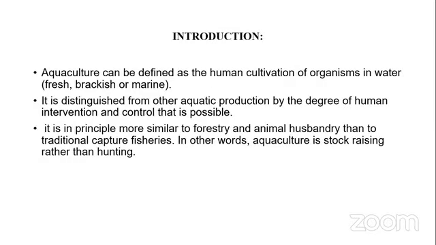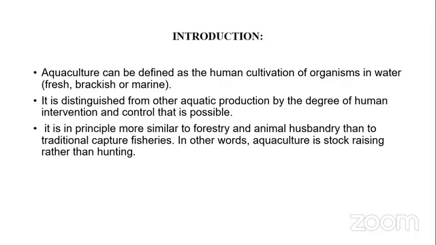I would like to tell you what is aquaculture. Now, aquaculture can be defined as a human cultivation of organisms in water, which may be freshwater, brackish, or marine water. The three kinds of water we divide on the basis of salinity, and we can cultivate organisms starting from algae to other animals which are of economic importance. So, fishes are the most common type of vertebrate which we cultivate in water, and they have a lot of importance in terms of their nutritive value and things like that.